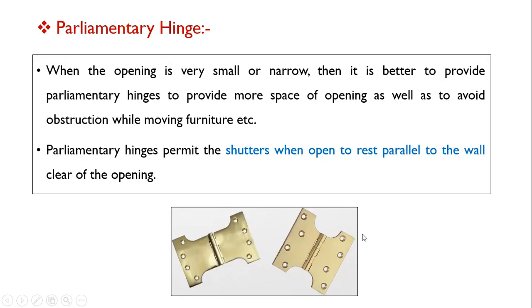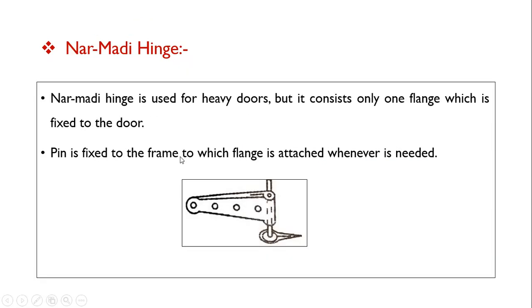Next is parliamentary hinge. This is a special type of hinge. When the opening is very small or narrow, then it is better to provide parliamentary hinges to provide more space of opening as well as to avoid obstruction while moving furniture, etc. Parliamentary hinges permit the shutters when open to rest parallel to the wall clear of the opening. So here the speciality, the peculiarity of these parliamentary hinge is that with the help of this door can be completely raised to the wall. So this is called as parliamentary hinge.